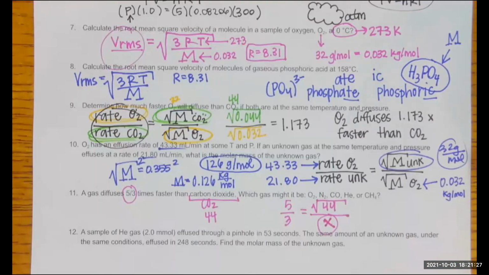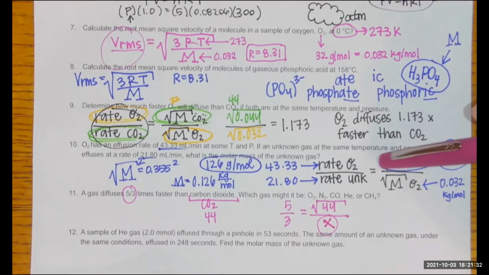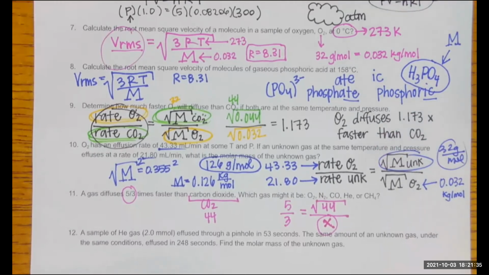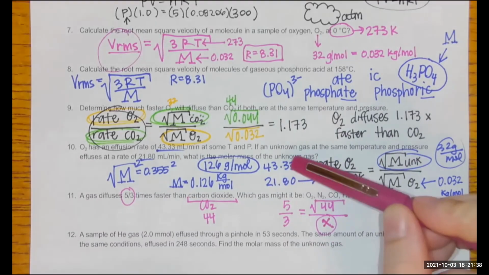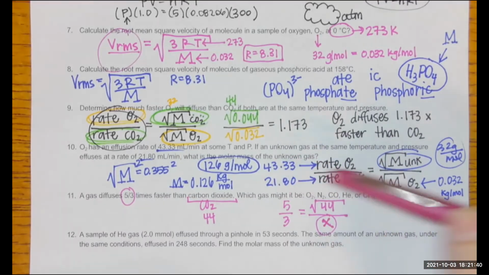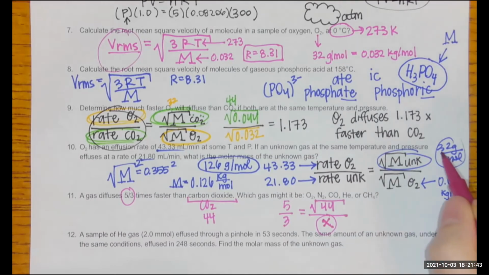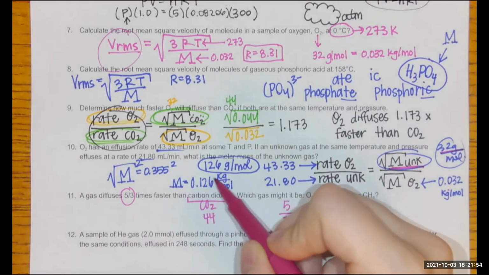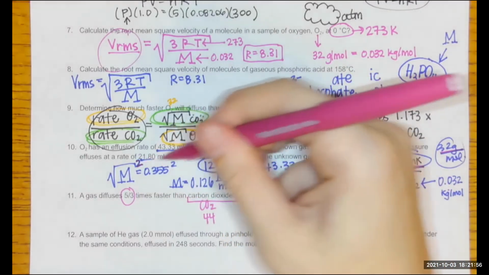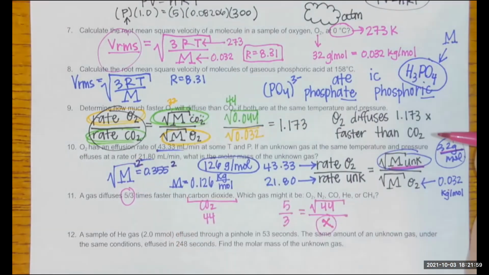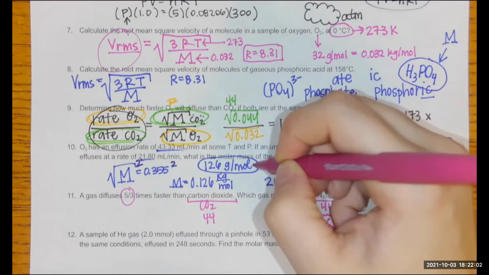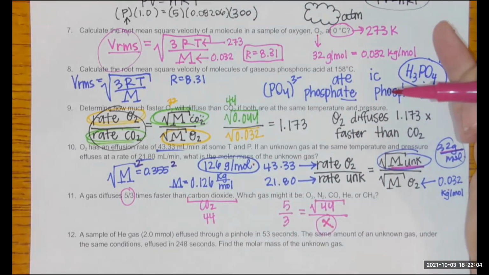okay, my video cut out for a second here. But what I did to solve number 10, I think that's where my video cut out, is I plugged in the rates of comparison. I plugged in the 32 grams per mole is how much oxygen weighs. I converted it into kilograms. I got this number for the molar mass of the unknown. I had to square it though to get it out of the square root. But eventually when I did, I got that the final answer was 126 grams per mole.